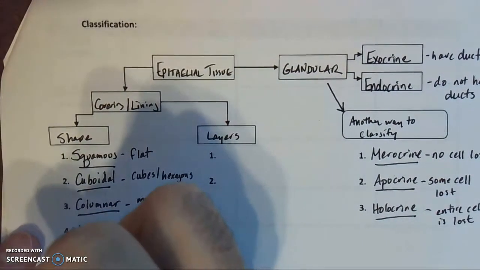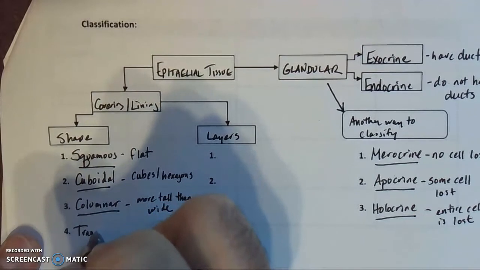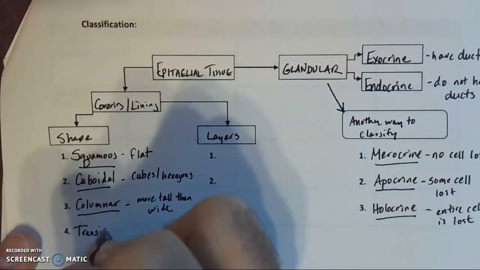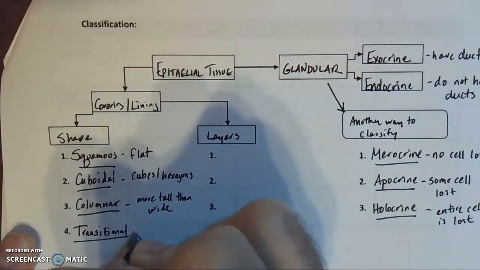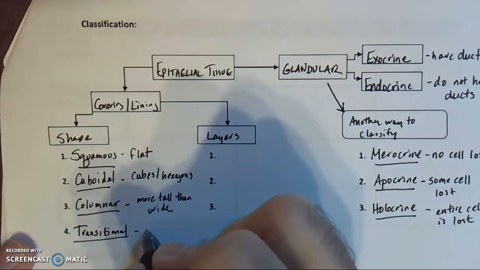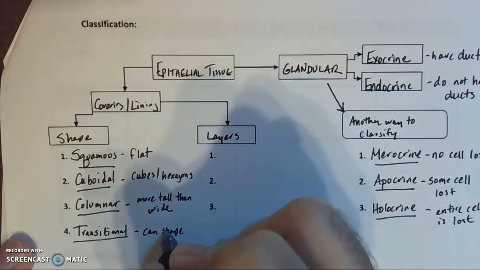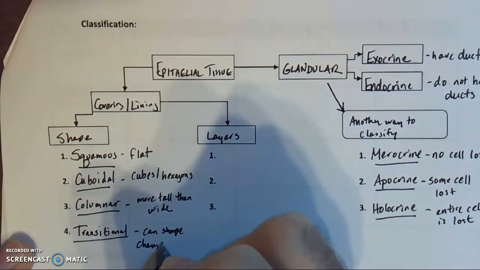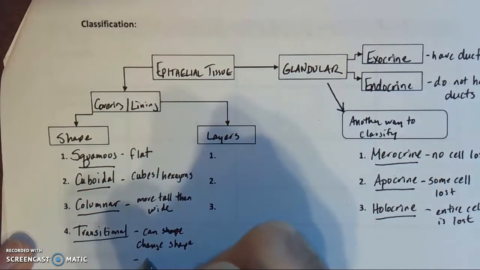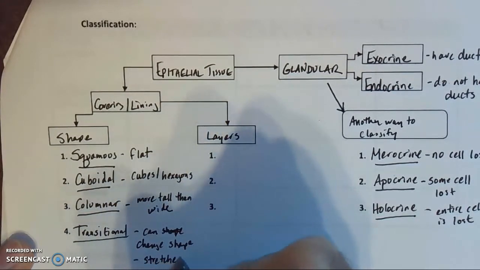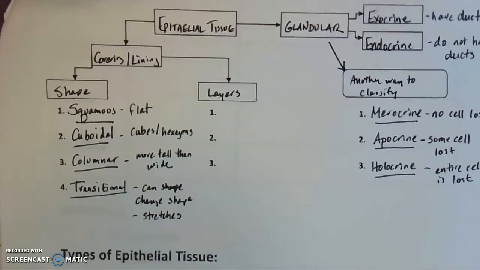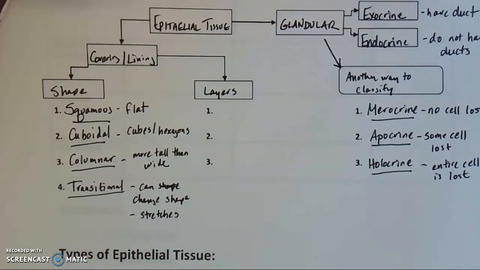And number 4 is transitional. Transitional can change shape. So it stretches. So as it stretches, it changes its shape. So that is one method of classifying the type of epithelial tissue is based on its shape.